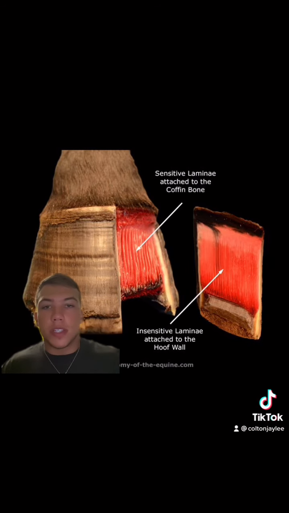In this photo, we can see both the sensitive and insensitive laminae. Right here, we have the sensitive laminae, which is attached to the coffin bone, and to the right is the insensitive laminae, which is attached to the hoof wall. Additionally, in that photo, you saw the hoof wall, which simply put is the part of the hoof that is visible when the horse is standing.